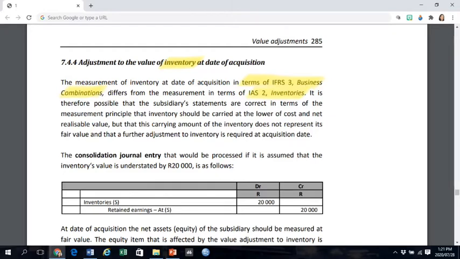value. It is therefore possible that the subsidiary's separate financial statements are correct in terms of their application of IAS 2. But for group statement purposes, the carrying amount of the inventories does not represent its fair value, and a further adjustment to the inventories could then be required at acquisition date through consolidation journal entries. The consolidation journal entry that would be processed if it is assumed that the inventory's value is understated by 20,000 Rand is as follows. Debit inventories of S, credit retained earnings at acquisition date for 20,000 Rand.